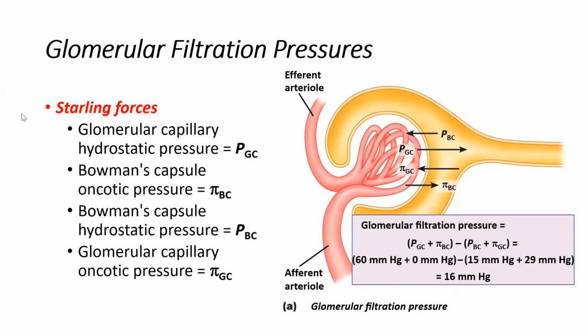Okay, so I'm seeing a response in the chat here that says oncotic Bowman's capsule. So the Bowman's capsule oncotic pressure. And that is absolutely correct, right? Perfect. And again, thinking about the fact that protein should not exist in this space, there should not be an osmotic or an oncotic pull, which is this force here. The Bowman's capsule oncotic pressure should always be zero.